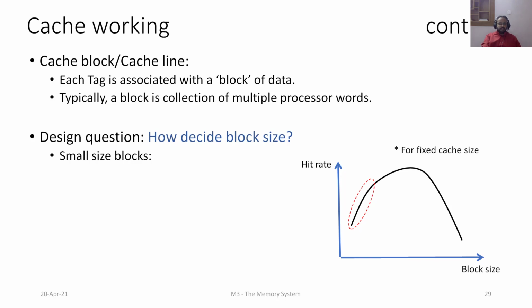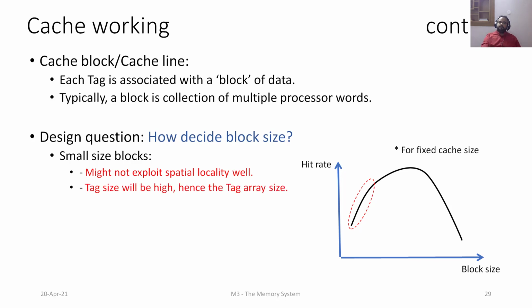For small sized blocks, what's happening is the spatial locality is not being exploited well. So if the processor word is 4 bytes and let's say our cache block size is 8 bytes, only two processor words fit into it. Now if some spatial locality is there, let's say word 0 and word 1 are used, then word 2 is also requested, word 2 would typically result in a miss. So if the block size is too small, then the number of misses can increase because we are not able to capture the spatial locality.